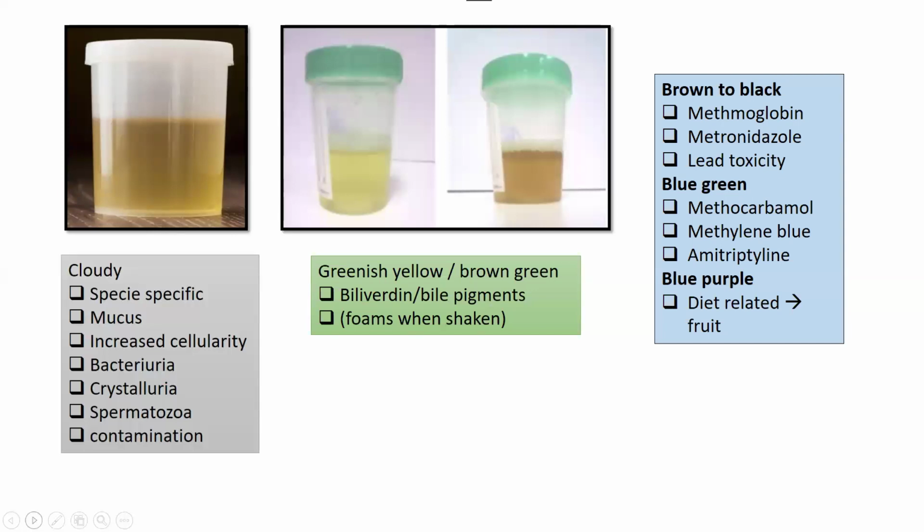And last, we have three colors that are rarely observed. Number one is brown to black, which indicates methemoglobin, metronidazole or lead toxicity, and that is why it is very important to ask the owner whether there are any previous medications that were given to the animal or not. Then blue green indicates methocarbamol, methylene blue, or amitriptyline. These drugs, and blue purple, which is a very rarely observed color, is diet related or related to some fruit.